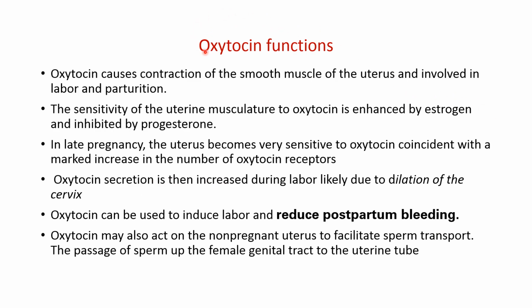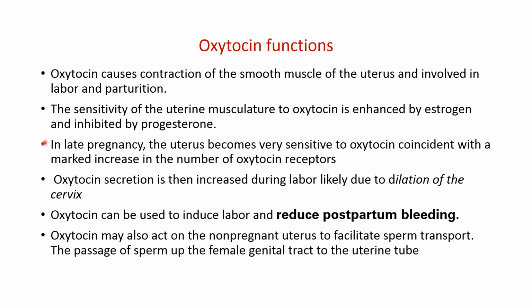And during labor, I just mentioned this, oxytocin causes contraction of the smooth muscles of the uterus involved in labor and parturition. And the sensitivity of the uterine musculature to oxytocin is enhanced by estrogen and inhibited by progesterone. That's why we don't want oxytocin to cause any contraction during the pregnancy. Once we have high levels of progesterone, usually the effect of oxytocin is not that significant. However, at term, the level of progesterone drops, and that's how oxytocin starts to work.